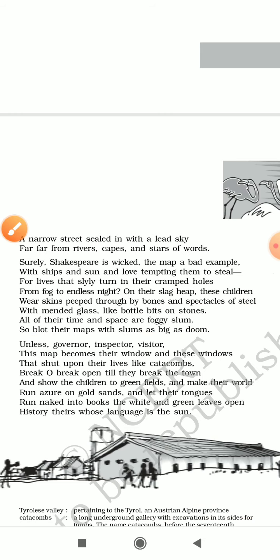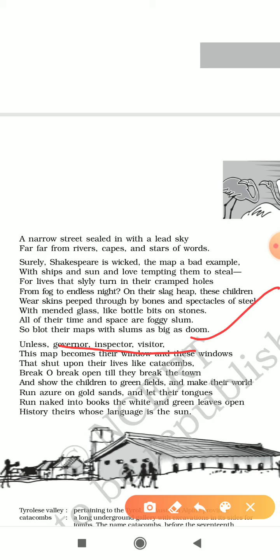Next question that has been already discussed: what does the poet want from the governor, inspector and visitor? He wants that they should come ahead, they should provide better opportunities to the slum children, so that they could get education. That's important.